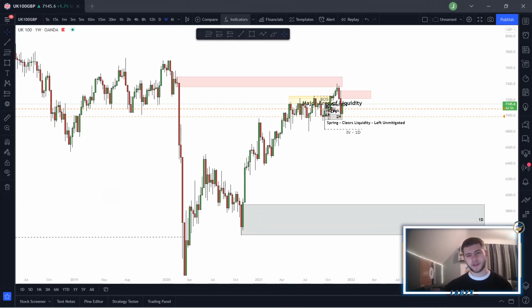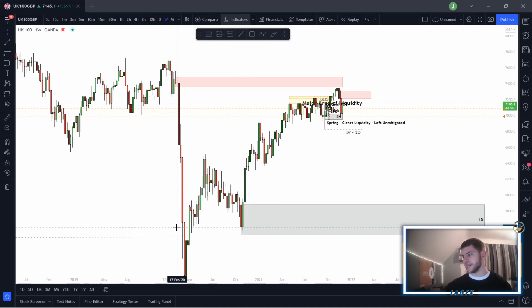So jumping straight into it, the first thing that I wanted to run through is the main thing that we do from a top down: we start on that higher time frame. So I'm on that weekly time frame as of current. We see that price has had this major move down. This is from our COVID lows.